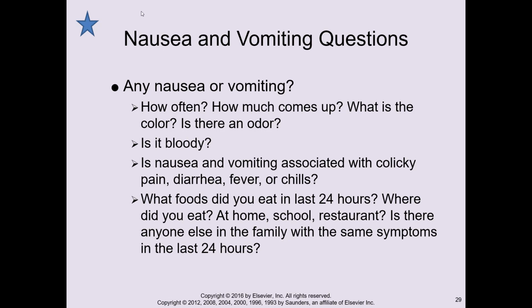Any nausea or vomiting? If so, how often? What color is the emesis? Is there any specific odor to the emesis? Is it bloody? Does it have coffee grounds in it? What are some of the elements that they're seeing in their emesis? Is nausea and vomiting associated with a colicky pain, diarrhea, fever, chills?